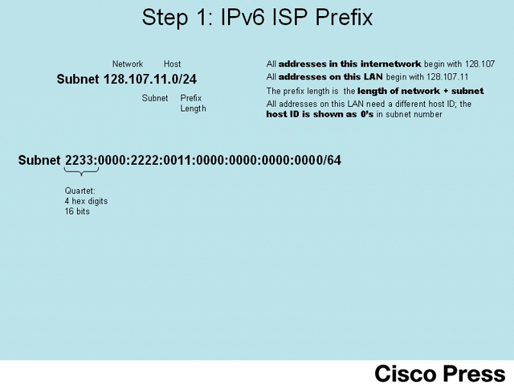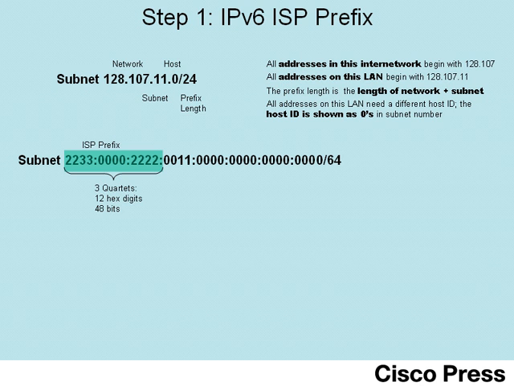So it's rather a long number, but splitting out the details can help us better understand what's inside there. So let's take a look. First of all, the first three quartets, first three sets of 4 digits, is called the ISP prefix in my example. This ISP prefix is indeed assigned to this company by the ISP that they're going to use to connect to the internet, and it's the equivalent of Class B network 128.107.